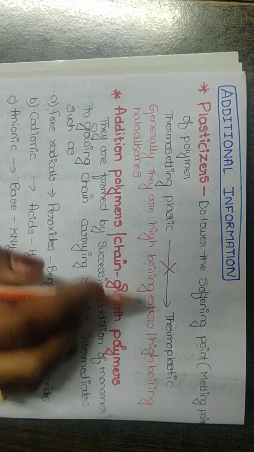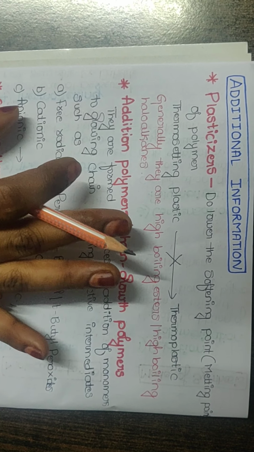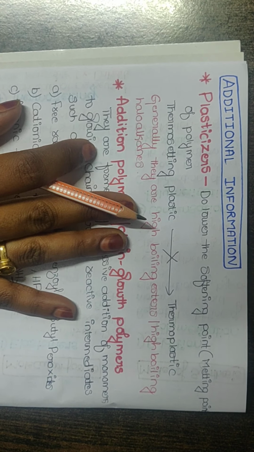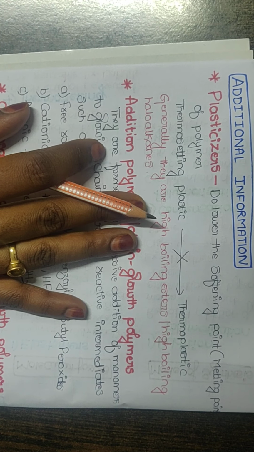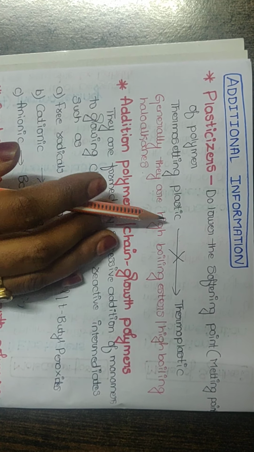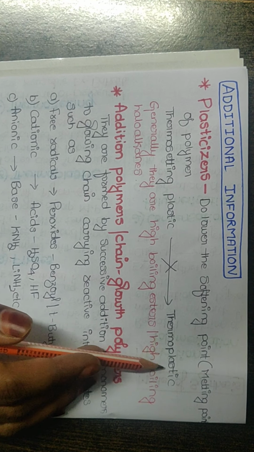What are chemically plasticizers? They are high boiling esters or high boiling haloalkanes. Okay, so they have asked what are plasticizers. You should know that they are used for lowering the softening point or so-called melting point of a polymer. And you should also know that a plasticizer cannot be used for converting a thermosetting plastic into a thermoplastic.